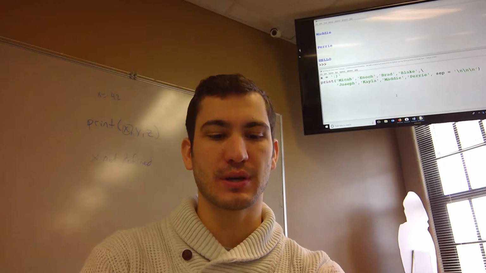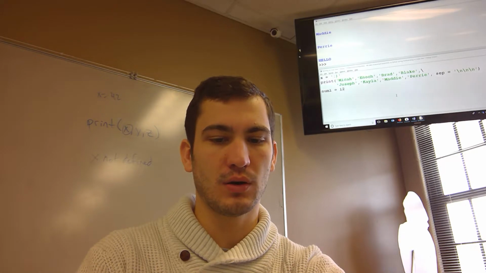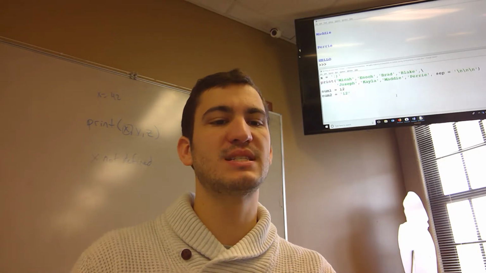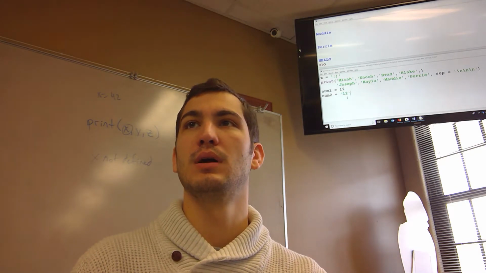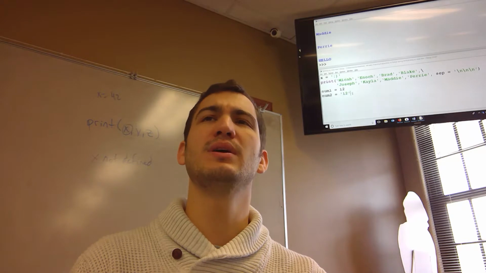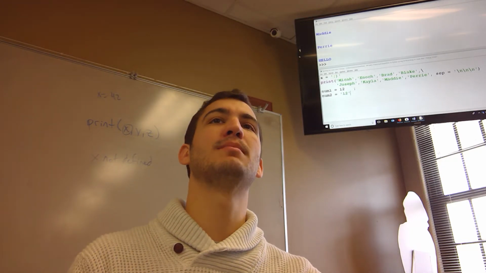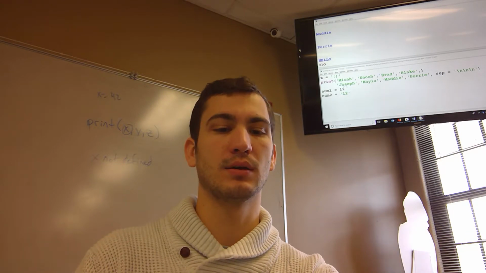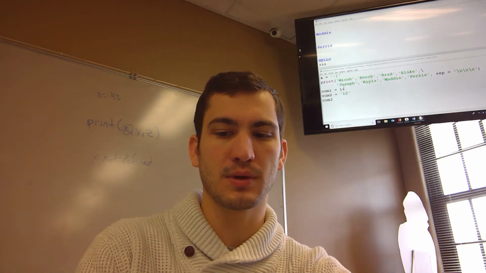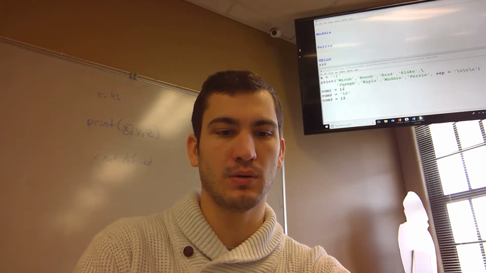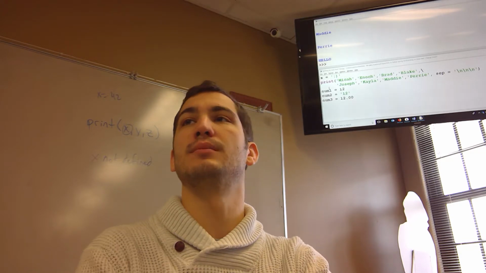So X is a string. So right now, let's go with num1 is 12, num2 is. What's the difference between these two numbers? The second one's a string, the first one's an integer. Okay. Now what if in my coding, and let's go num3 is 12.00. And the third one is what?